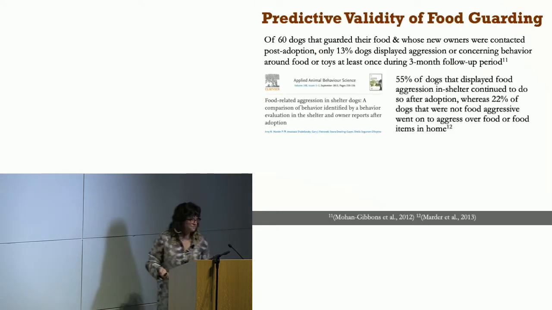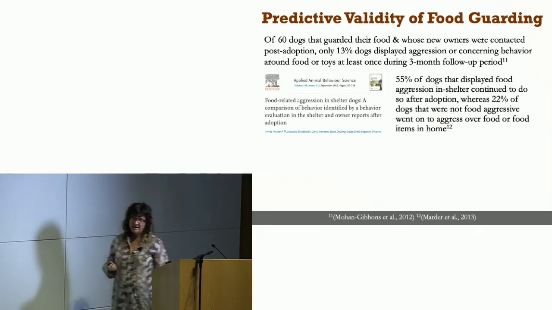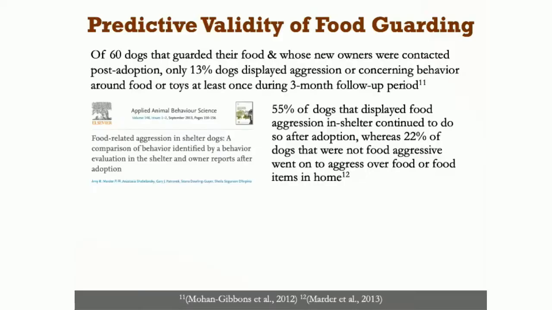Okay. So the next paper I want to chat about, because this one I find very interesting, is some really great work that Amy Marder and Sheila Segerson did at their time at the Center for Shelter Dogs. They were taking a look at food aggression in the shelter and comparing how the dogs behaved in the shelter to how they behaved in the home through owner report. And what they found was that 55% of the dogs that displayed food aggression in the shelter actually continued to do so after adoption. So positive there.